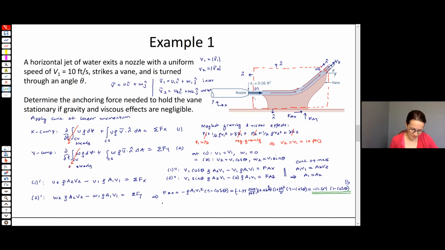Good. Okay. And then finally, we will write down the vertical anchoring force, or FAY. I'm mixing X and Y subscripts here, aren't I? Let me see.